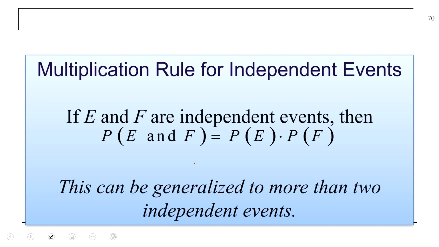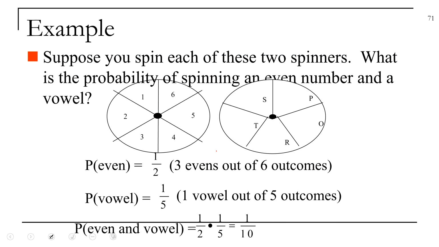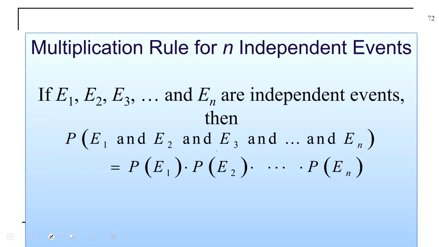So it's called the multiplication rule. It's very nice. If events are independent and you want the joint probability, you multiply the marginal probabilities together. As an example, you have 2 spinners that are independent. What's the probability you spin an even number and a vowel? You just multiply the probabilities together. Very straightforward. It works for any number of events if you're told they're all independent.